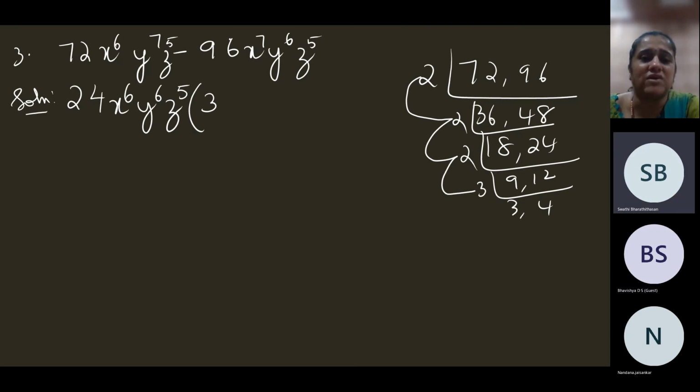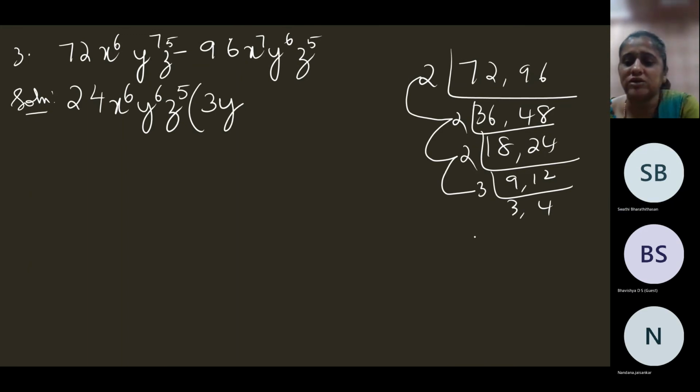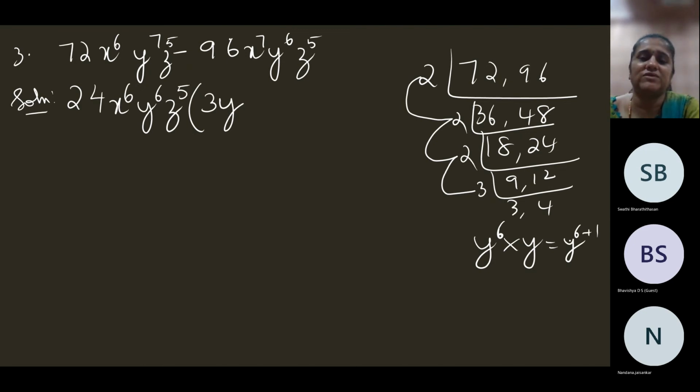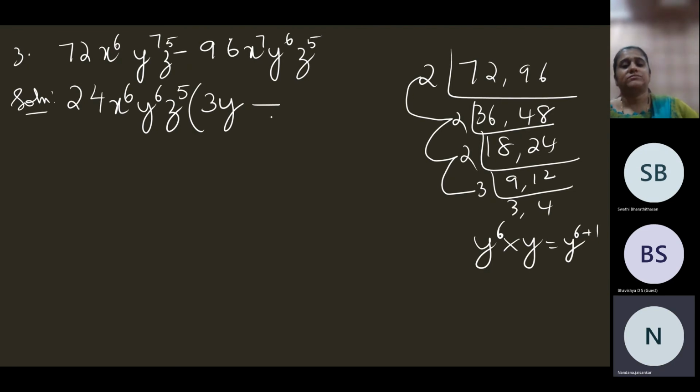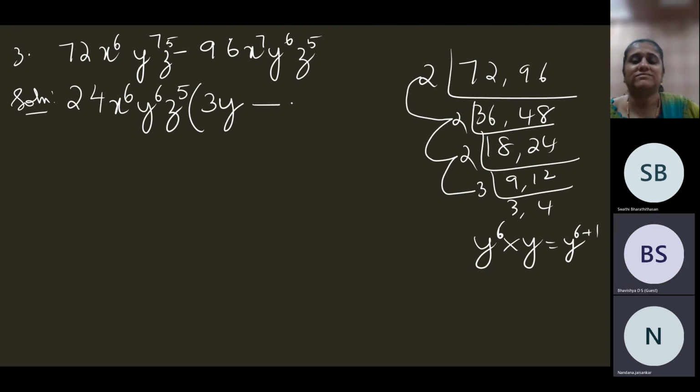You should get y to the power 7. But what do you have outside? y to the power 6. Then what should you write here inside? Why, ma'am? Because y to the power 6 into y is y to the power 6 plus 1, which is 7. So you should write y. Then z to the power 5, you already have that outside common. So what will you write inside? Nothing, leave it.